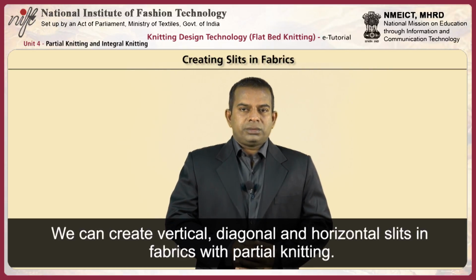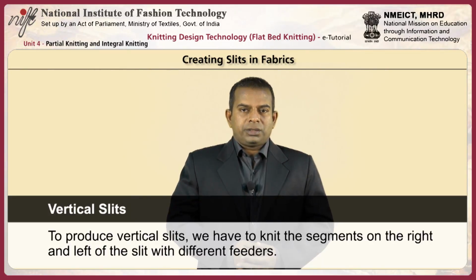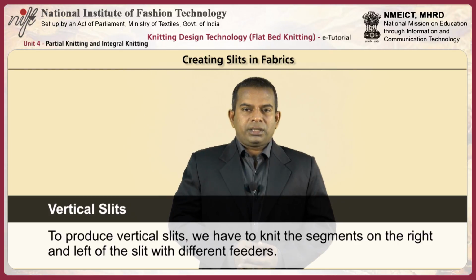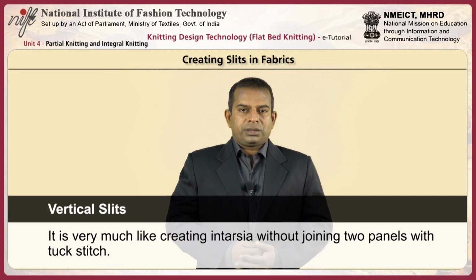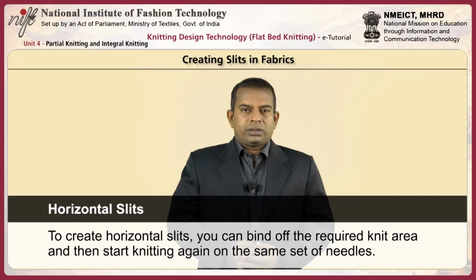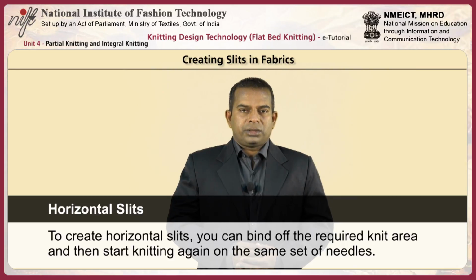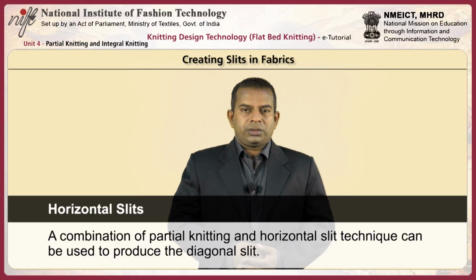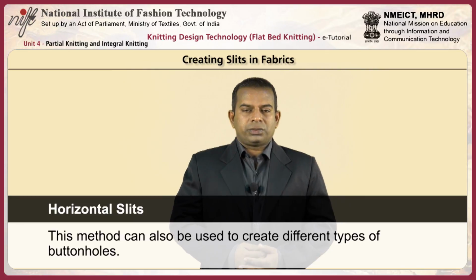We can create vertical, diagonal and horizontal slits in fabrics with partial knitting. Vertical slits: to produce vertical slits, we have to knit the segment on the right side of the slit and the left side of the slit with different feeders. It is very much like creating intarsia without joining the two panels with a tuck stitch. Horizontal slit: to create a horizontal slit, you can bind off the required knit area and then start knitting again on the same set of needles. A combination of partial knitting and the horizontal slit technique can be used to produce a diagonal slit. This method can also be used to create different types of buttonholes.